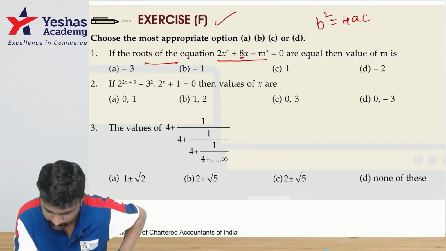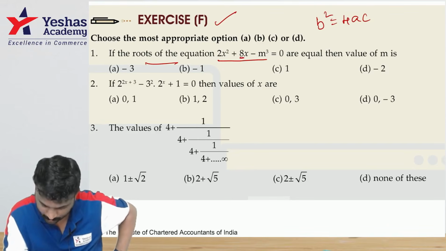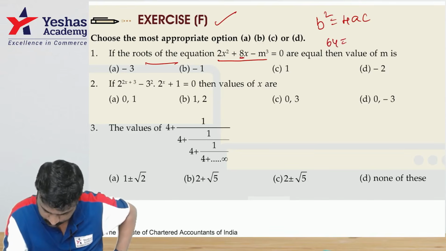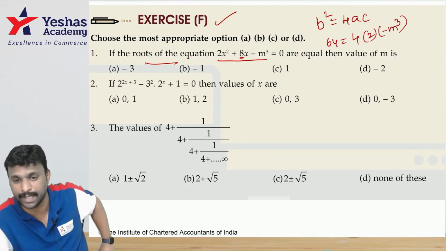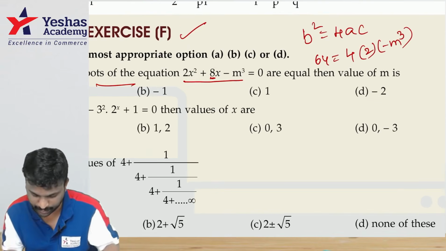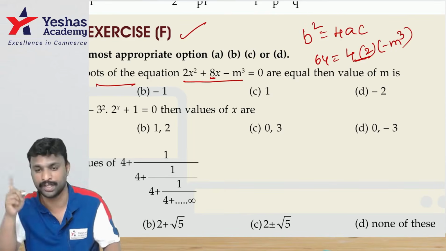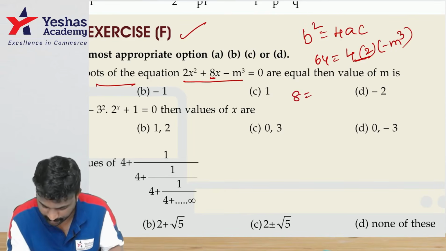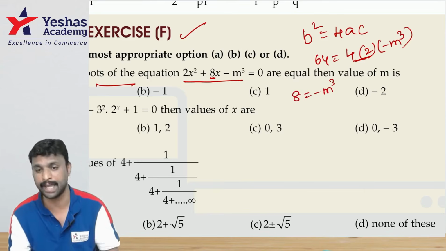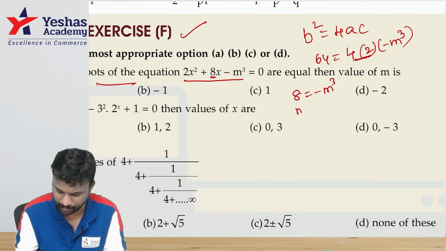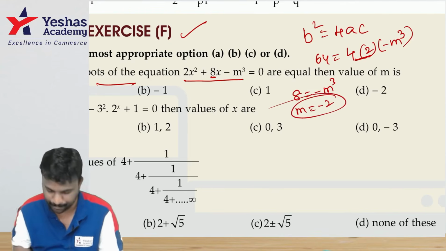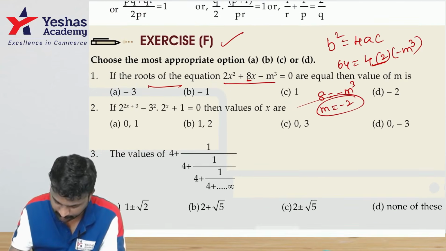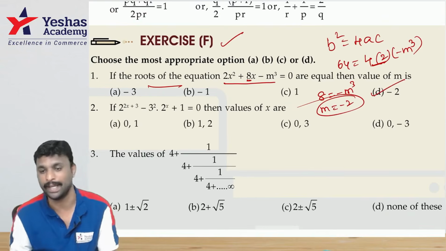So what is B value? It is 8. Correct? So 8 square is 64 equal to 4 into A value is 2 and C value is minus m cube. Isn't it? The constant term is only C. So now what we need to do is 4 2s are 8. So 64 by 8 is 8 only. So minus m cube is 8. So m cube is minus 8. Therefore m value has to be minus 2 only, because minus 2 whole cube is only minus 8. Therefore the answer for this question is option D. Have you understood?